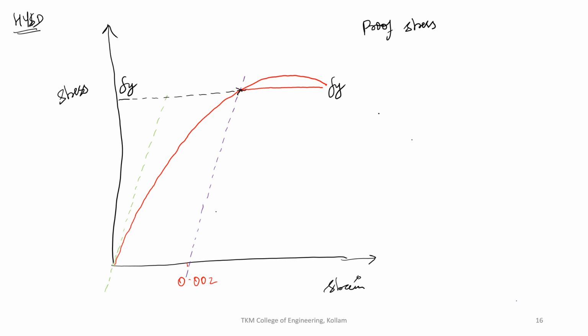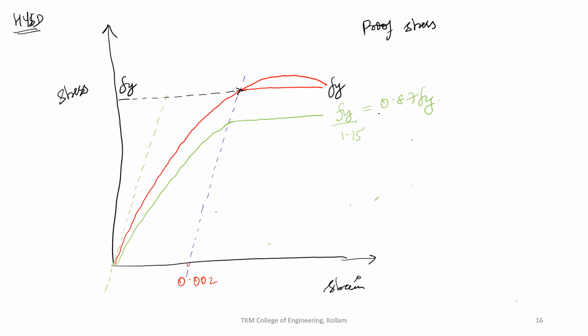Now further a factor of safety is applied. For reinforcement, it is 1.15. You'll get a curve like this. That is Fy divided by 1.15, you'll get 0.87 Fy. You'll get a curve like this, and this is your idealized stress strain curve for mild steel.